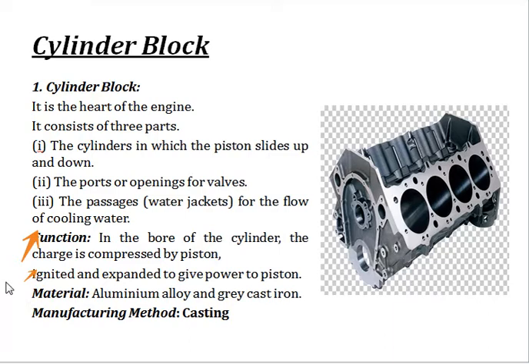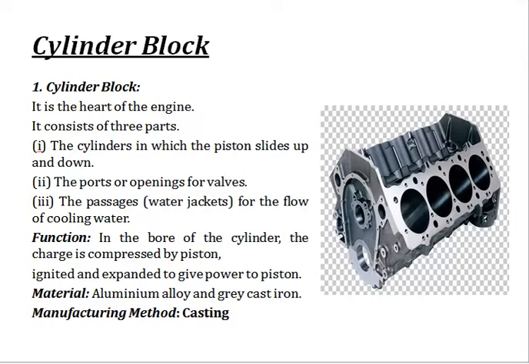Now what is the material? The material of the cylinder block is aluminum alloy and grey cast iron. For automotive purposes, they now use aluminum alloy. What is the manufacturing method? The manufacturing method is casting. The casting method is used to produce cylinder blocks.